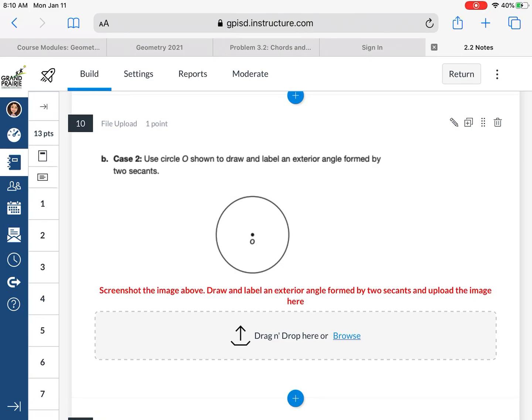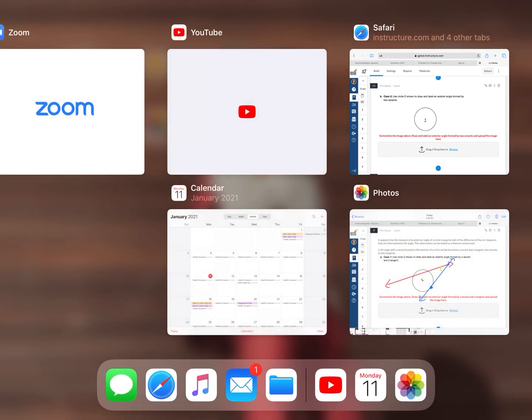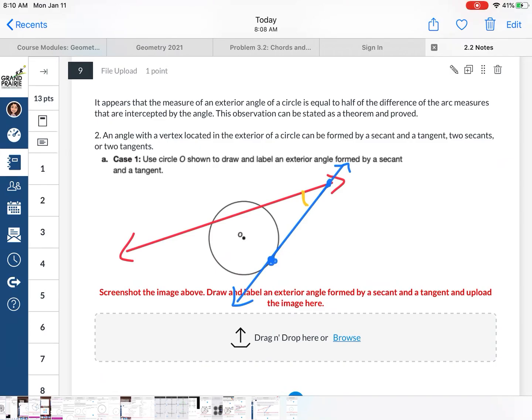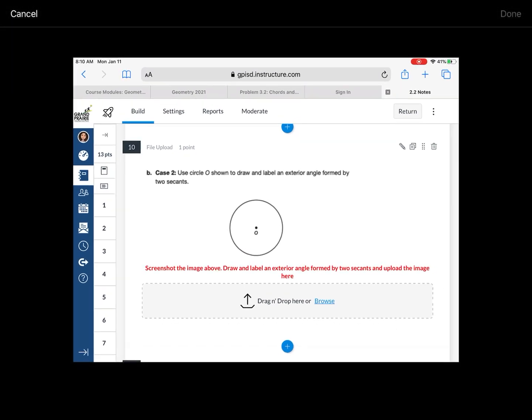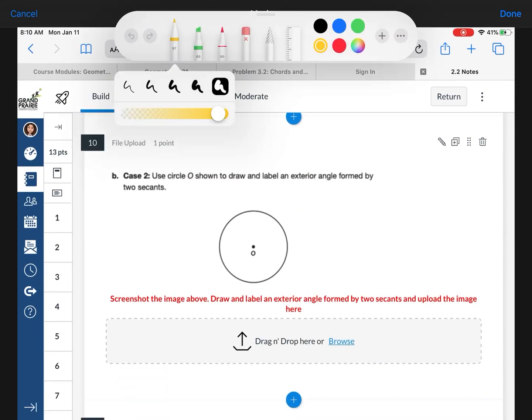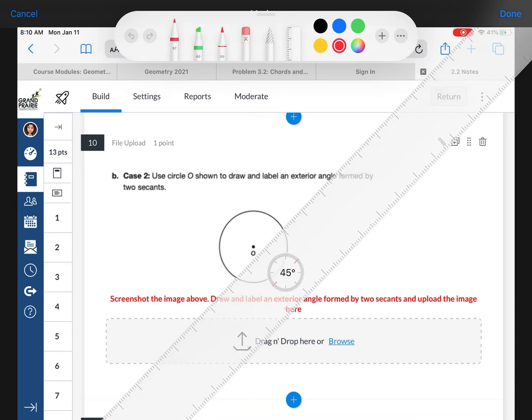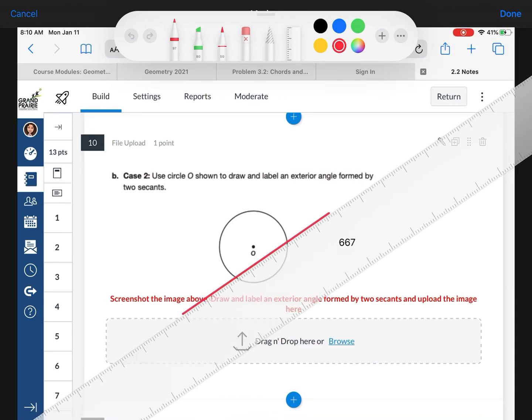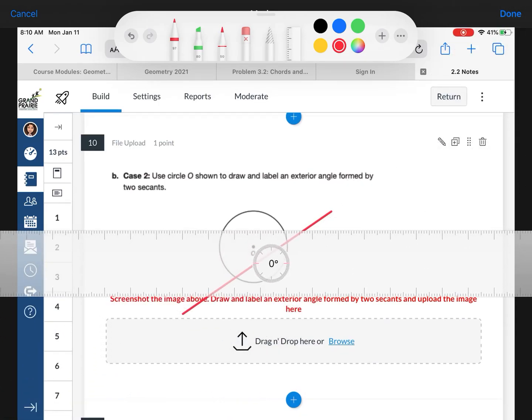exterior angle of a circle, and it can be shown when you have two secants. So this time we're going to take a screenshot and we're going to draw an exterior angle where we have, instead of this one where we have a tangent, which is the blue one, and a secant, we're going to draw two secants. And we just worked with this one, so this should be easy. We worked on a problem that was dealing with this situation.